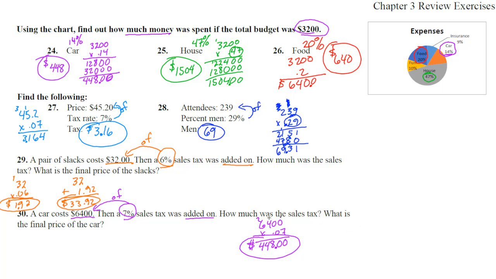Now we have to add on for the final price of the car, that's $6,400 plus $448 in sales tax. Oh, and this is really what happens with a car. You go to register, you have to pay sales tax on it. That's 8, 4 plus 4 is 8, and 6. $6,848 is the price of the car with its sales tax. Great.